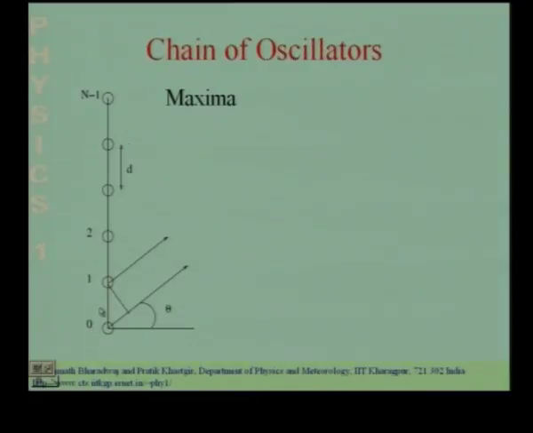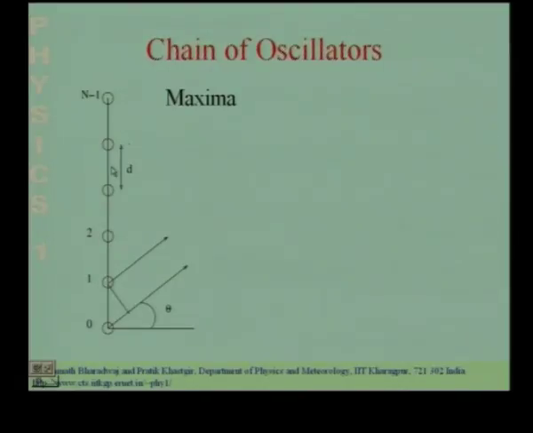There are n such dipoles. We have labeled them 0, 1, 2, 3, 4, 5, 6 all the way up to n minus 1. So, there are n such dipoles arranged in a linear chain as shown over here. The separation between two of the oscillators is a distance d. The oscillators are all oscillating with the same frequency and same phase. So, they all emit the same radiation of the same frequency and same phase.